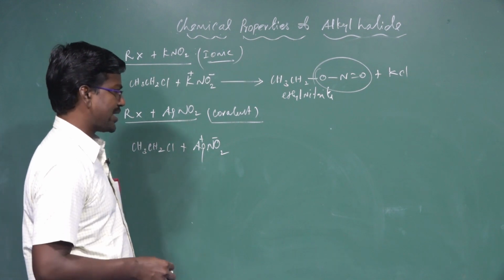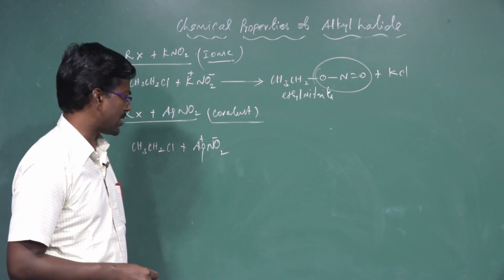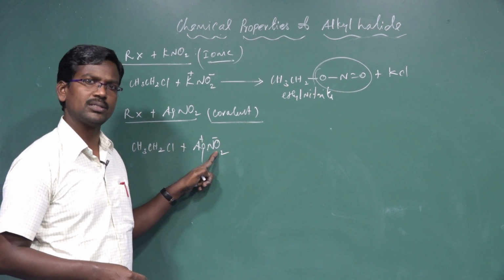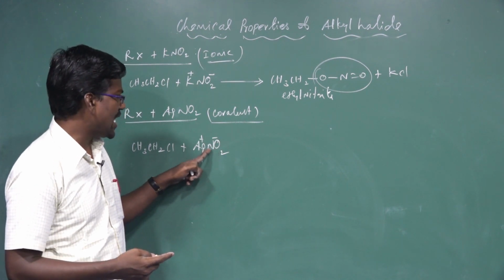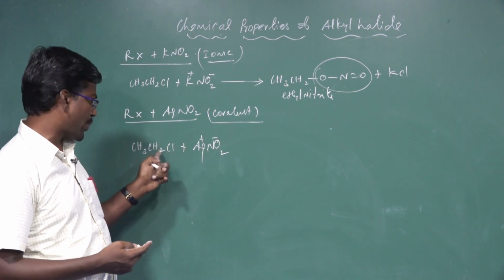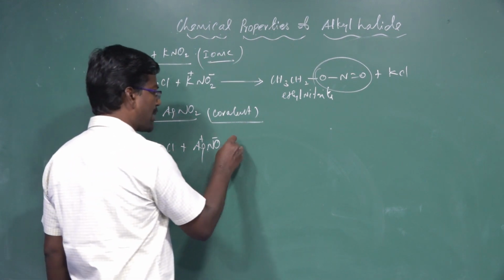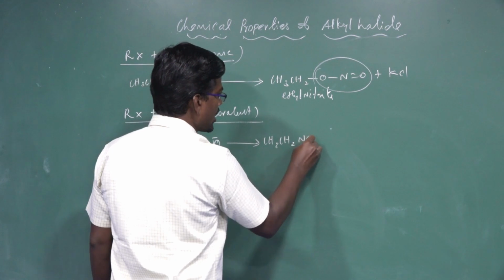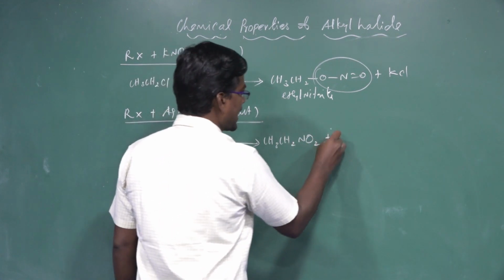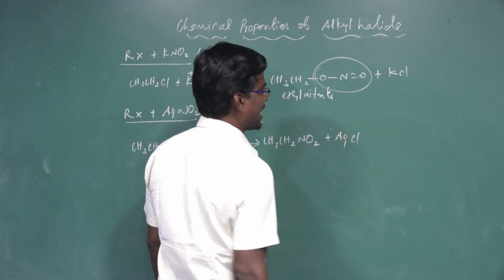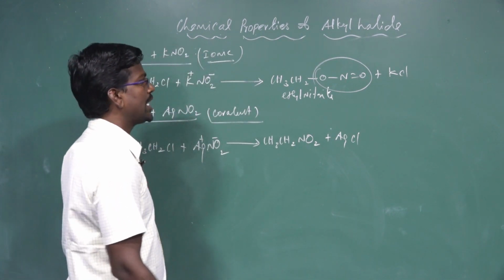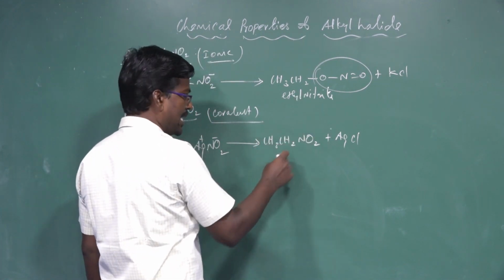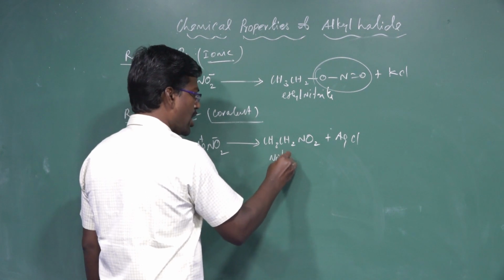The NO2- ion contains how many elements? Two elements are there: one is nitrogen and one is oxygen. Compared to oxygen, nitrogen preferentially donates its lone pair of electrons to the methylene carbon to form CH3CH2NO2, with AgCl removed. Silver chloride is removed. One is ethyl nitrite, and it is nitroethane.